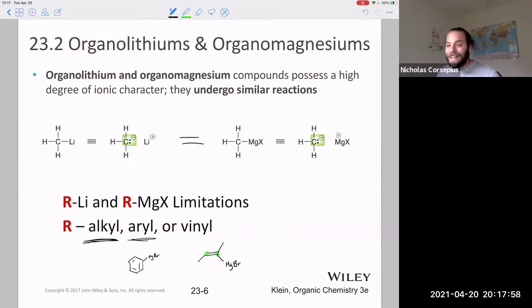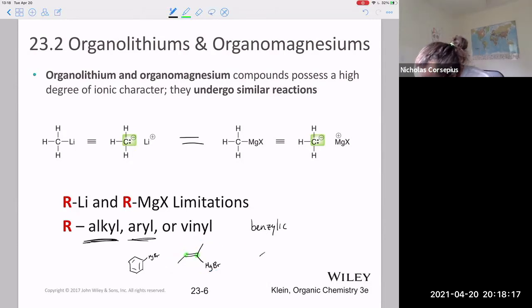This is going to be a big part of this chapter: a lot of these organometallics are going to have limitations on what can be on the back half, okay? The other two big groups that are missing from this list, just to keep in mind, are benzylic groups and allylic. Benzylic would be not directly on the ring, but one removed from a benzene ring, as well as allylic, which is again referring to double bonds, not directly on the double bond, but one removed.